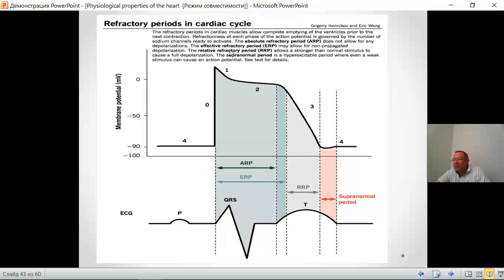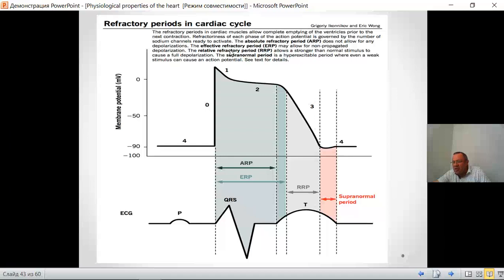Supranormal period. The supranormal period follows the relative refractory period. It begins when the membrane potential is minus 70 millivolts and continues until the membrane is fully repolarized back to minus 85 millivolts. As the name suggests, the cell is more excitable than normal during this period.